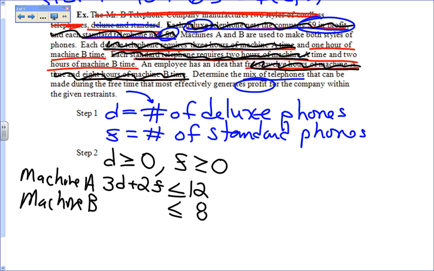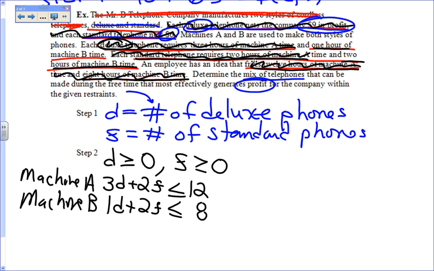Well, we'll just keep crossing off as we go. Machine B. 1 hour of machine B time was for the deluxe, right? 1 hour of machine B, so 1D plus how many S? Why 2S? Because 2 hours of machine B time. All right, so now we take a look at the problem and see if we are constrained anymore. Is there anything else limiting what we can do?